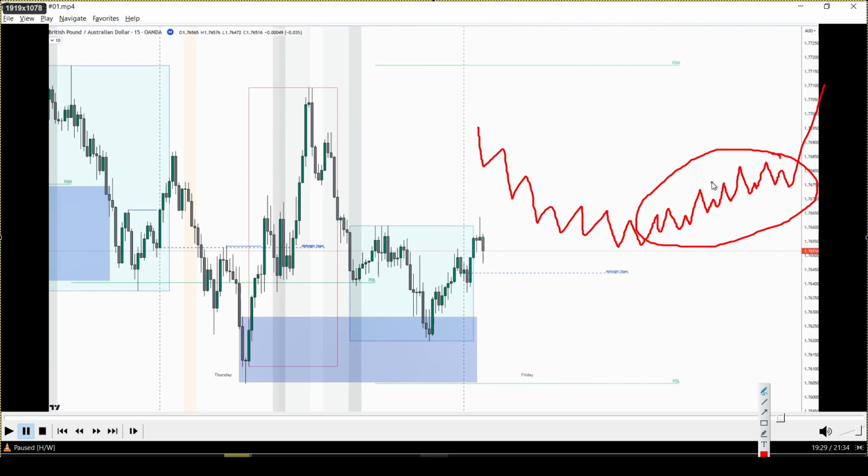So that's why for me, when I see something like this, these points are really nice entries. Because I know that we already went through this back and forth, and now we are slowly crawling up, and so building up before the markup or markdown move.